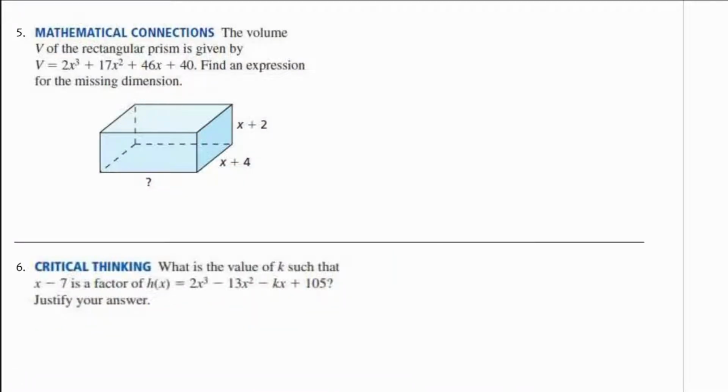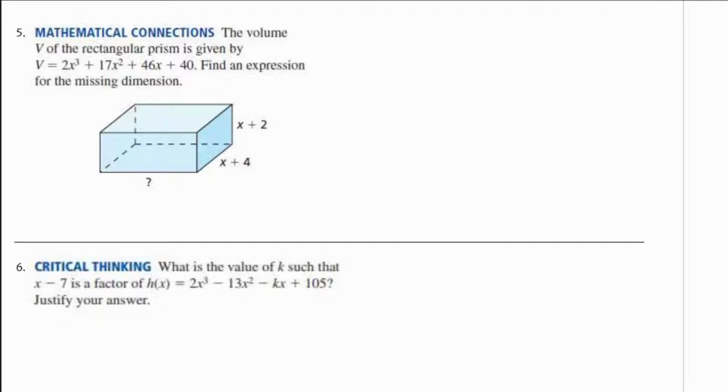All right, now we've got a geometry problem. The volume of the rectangular prism is given by 2x to the 3 plus 17x to the 2 plus 46x plus 40. Find an expression for the missing dimension. Okay, I would think that it's probably going to be... Oh, I actually don't know what it's going to be because of that 2x to the 3. So yeah, let's just find out.